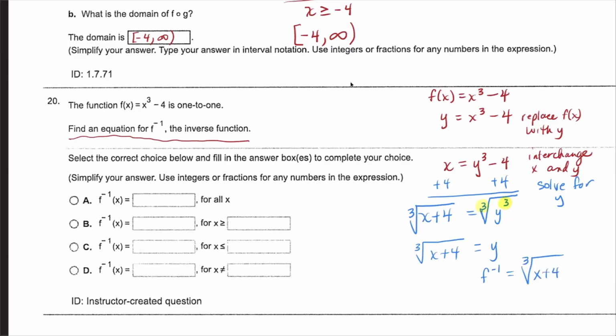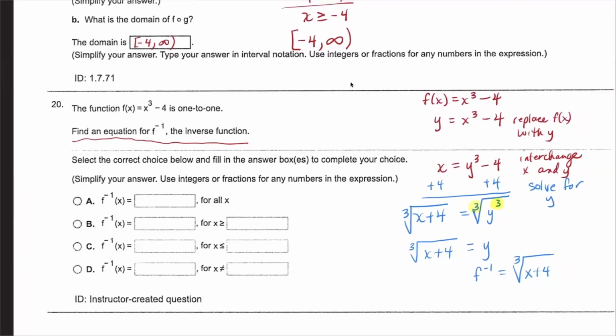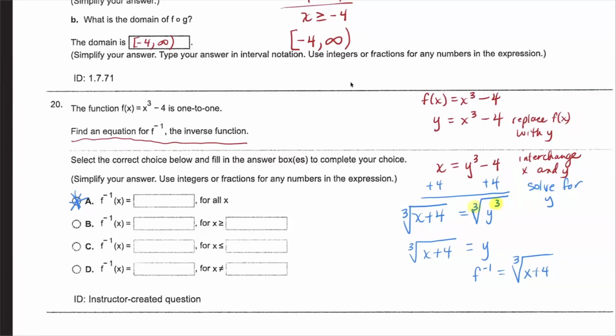And that's for all values of x. There are no restrictions for this one because this is not a square root function. This is not a rational function. It's a cube root, and cube roots don't have any domain restrictions. So when they say for all x, that's what that means. There are no domain restrictions. So this would be the first answer, and we would put our cube root of x plus 4. It doesn't have any domain restrictions.